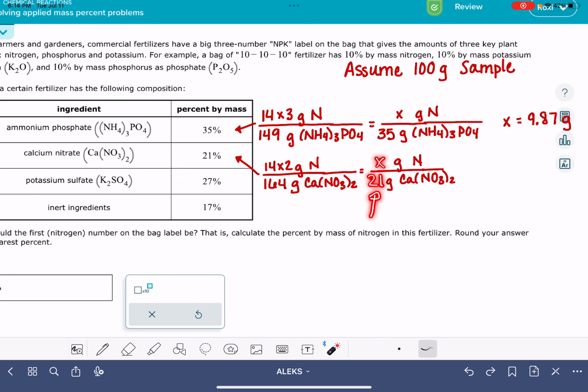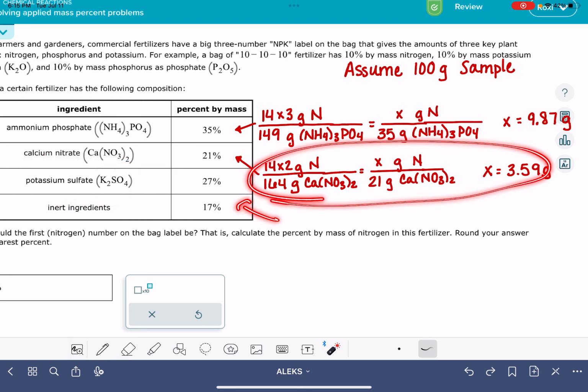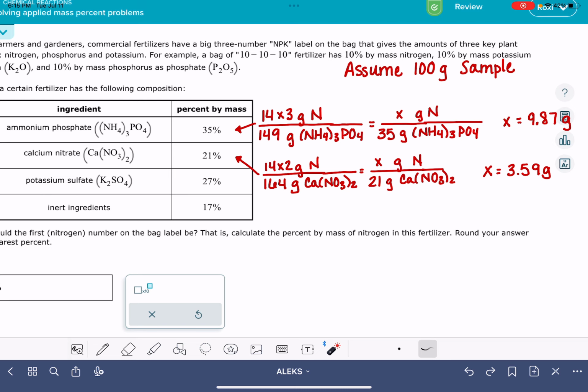Again, where did that come from? We're pretending like we have a 100 gram sample. 21% of 100 grams, 21 grams, that's the total mass of calcium nitrate, and I'm solving for X again using the cross multiplication rule. Now, if you have a third compound that has nitrogen in it, you would need to do this process a third time down here. So what I have done is calculated the mass of nitrogen coming from ammonium phosphate in my 100 gram sample.